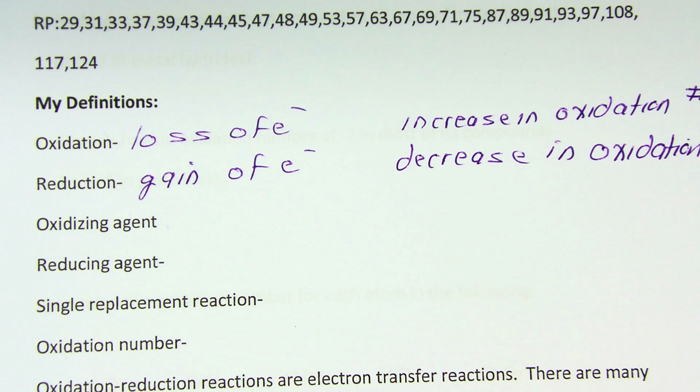A reducing agent allows something else to get reduced, so it gets oxidized in the process because oxidation and reduction always go together. So if you go to Hollywood to become a star, you go there and you hire an agent. The agent makes you a star. They don't become a star. So the oxidizing agent makes something else get oxidized. It gets reduced in the process.